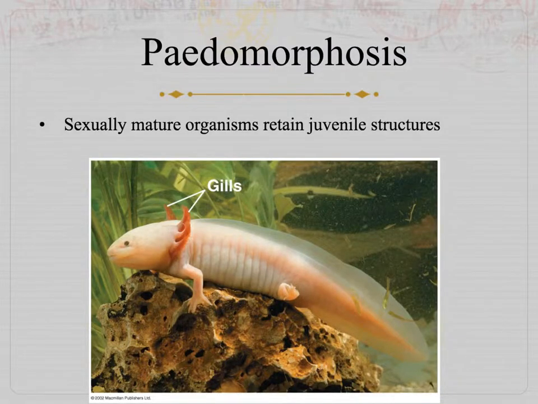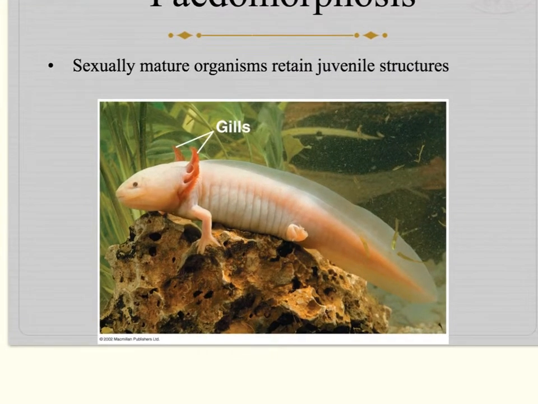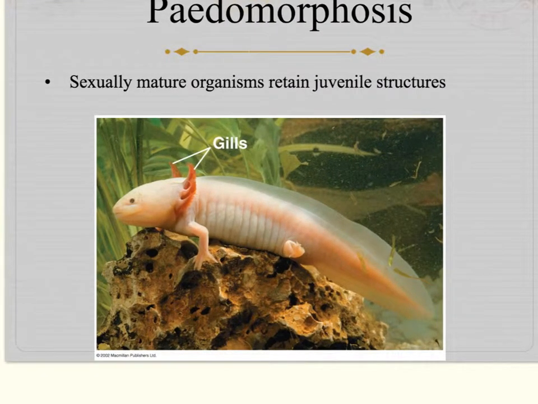Another timing thing that we can talk about is paedomorphosis, excuse me, that's a mouthful. And this is where we have a sexually mature organism, so one that is able to have babies, but it's going to retain juvenile structures like this salamander here. So you can see that it still has the juvenile gills, but it is actually a fully formed adult capable of having offspring.